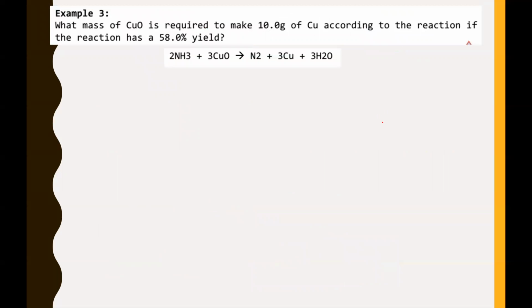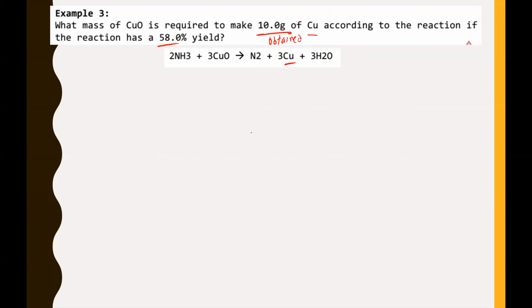All right, so question 3 here. What mass of CuO is required to make 10 grams of Cu according to the reaction if the reaction has a 58.0% yield? Okay, so Cu, copper, that's actually one of our products here. We're looking to make 10 grams of it. That is what we would consider our obtained. That's what we're obtaining from this. We know the reaction is only 58.0% yield, so that means only about half of what we are expecting will actually be produced.